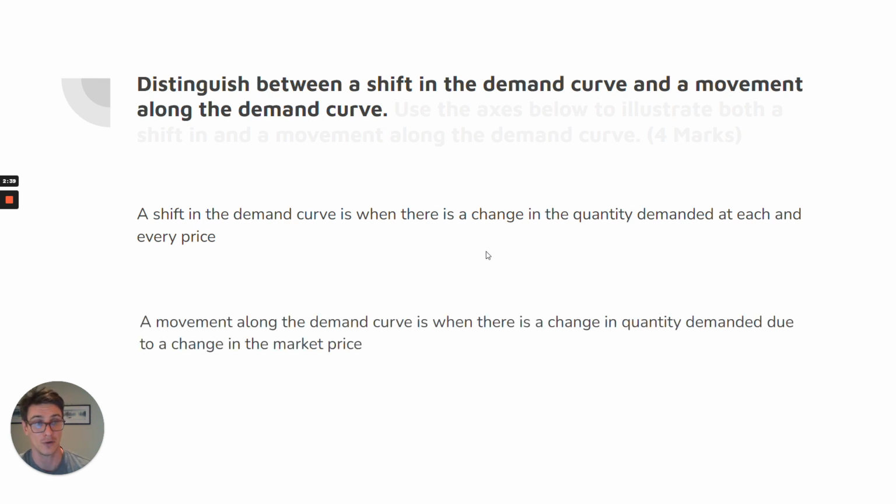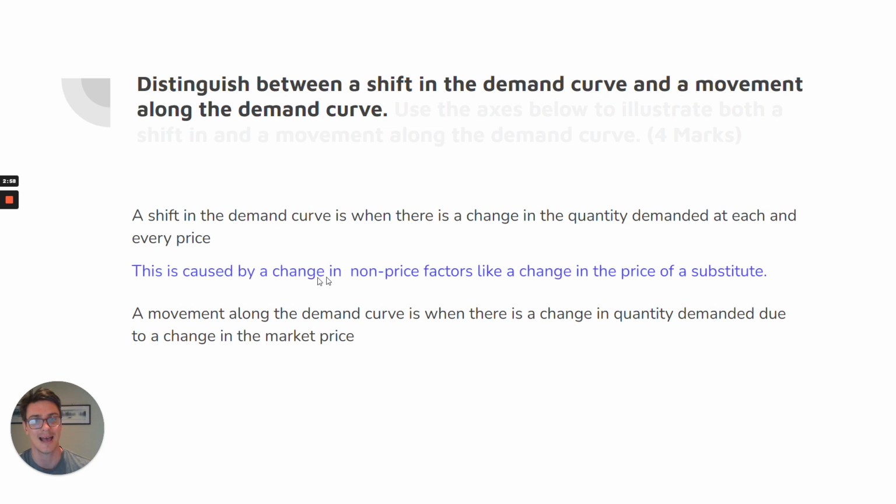Then a movement along the curve. Now this is when there is a movement or a change in the quantity demanded in response to a change in price. So it's sort of like a visual representation of the law of demand. Now this is probably enough for 2 marks. 2 mark questions are pretty easy to get full marks, but let's just make sure we get them.